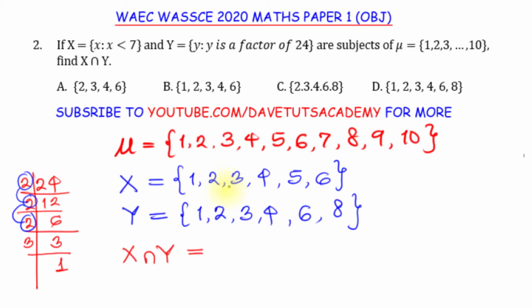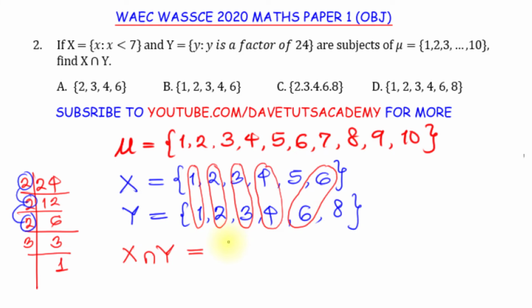So what are the elements that are common to both X and Y that we have defined under this universal set? You can see we have 1. 1 is there. We have 2, those are common. We have 3, those are common. We have 4, those are common. We have 5 in X, but we don't have 5 in Y, so that is not part of it. We have 6 in X and we have 6 in Y, so these are common. 8 is in Y, but it is not in X.